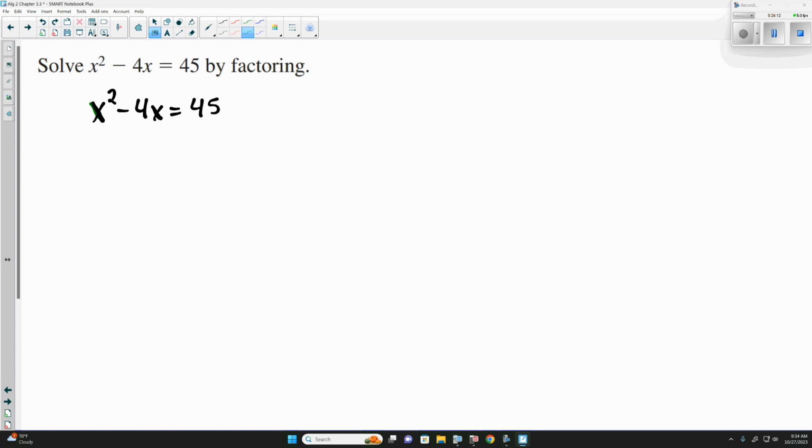We're going to do a few more with factoring, and then we're actually done for today. So if we want to solve this problem by factoring, first thing we need to do is get it equal to 0. So we would subtract 45 from both sides. On the left-hand side, we would subtract the 45. Now the x squared, 4x, and 45 are not like terms. So we get this here.